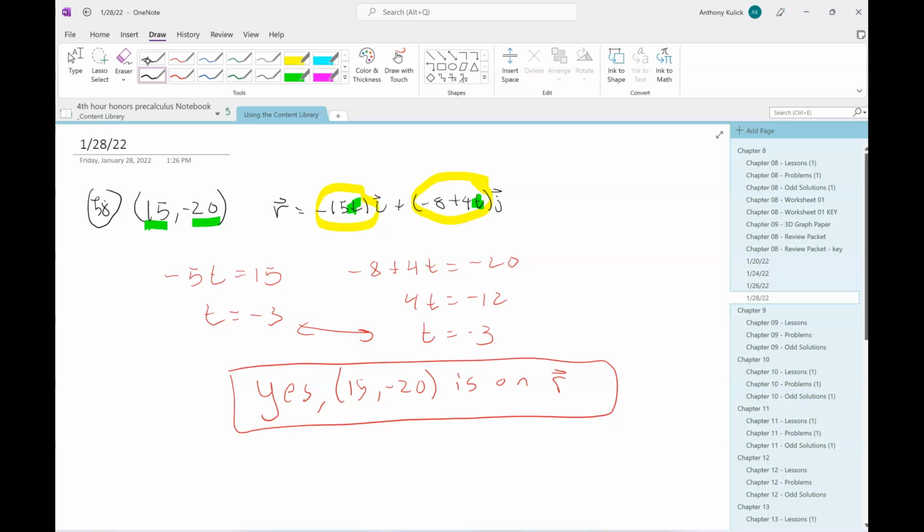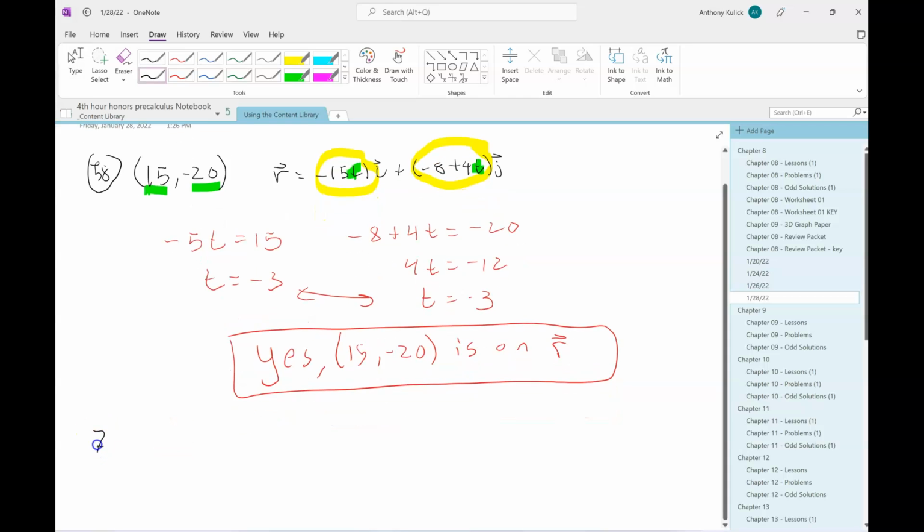Who's next? Mackenzie. And then can you also do the next number? So it just wants the vector line equation that intersects the points.